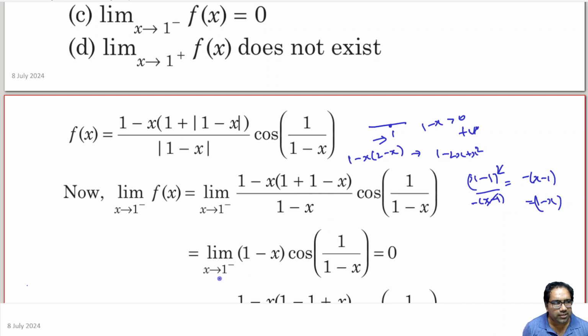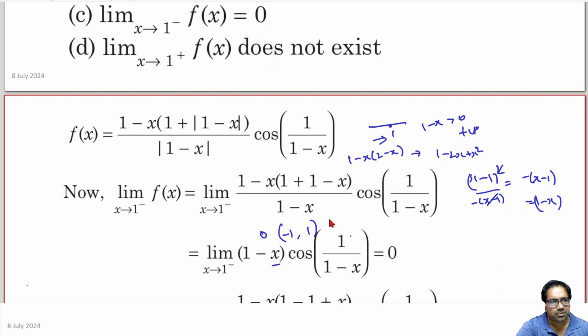Now we have x tending to 1 from the left. That means x is coming closer to 1, so 1 - x is 0, and the cos of 1/(1 - x), whatever it is, will always lie between minus 1 and 1, because this is cos. Whatever cos is, it will always lie between minus 1 and 1, and 0 times whatever is 0. So the limit when x tends to 1 minus is actually equal to 0.